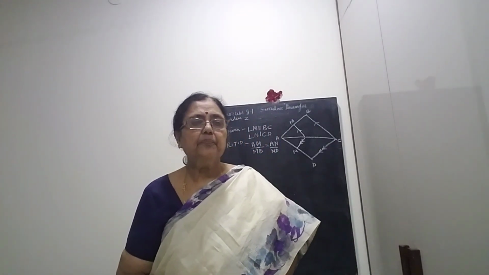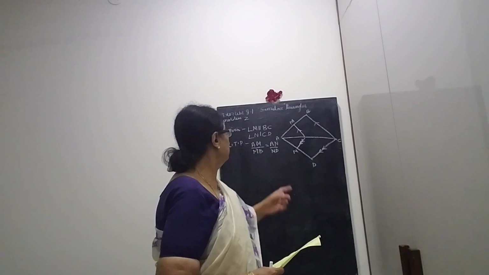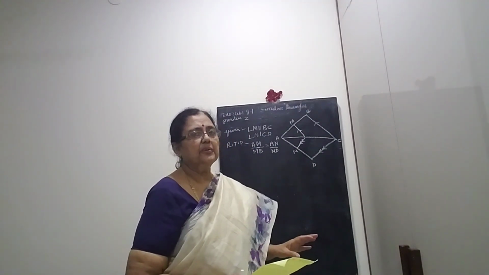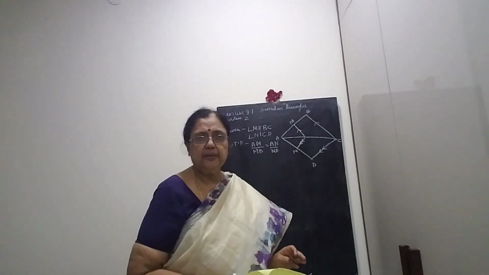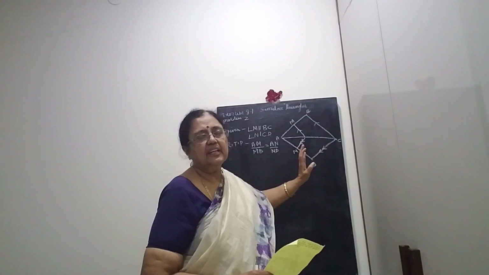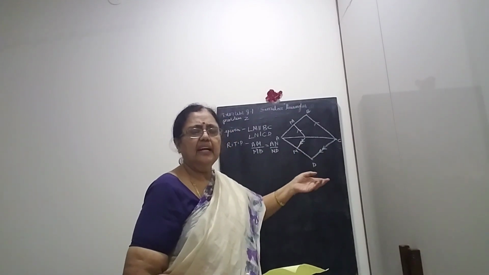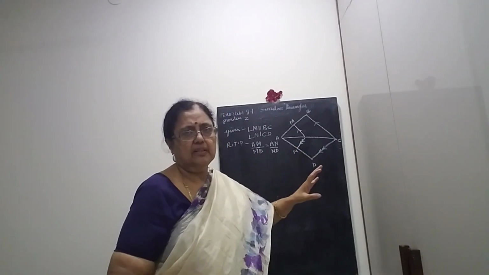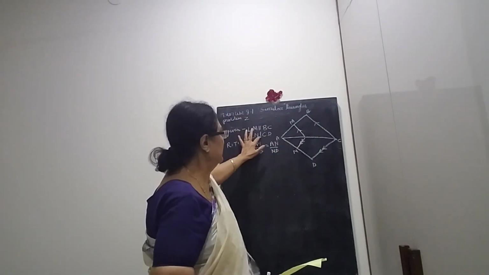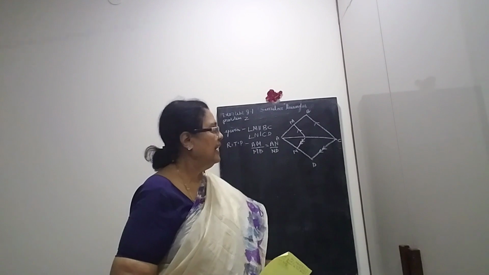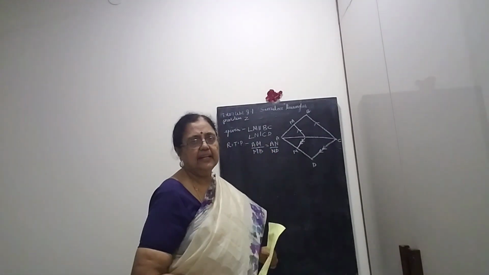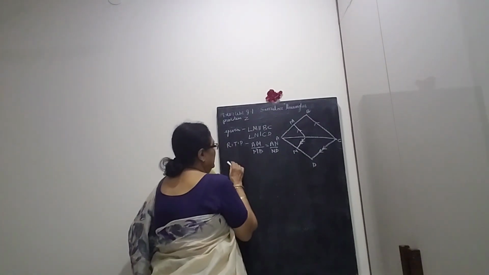In the previous video, problem 1 of exercise 8.1 was taught. Now I am teaching you problem 2 of exercise 8.1. I have drawn the figure because he has given the figure, and he has given LM is parallel to BC and LN is parallel to CD, and he asked us to prove AM by MB is equal to AN by ND. So directly I am doing the proof.